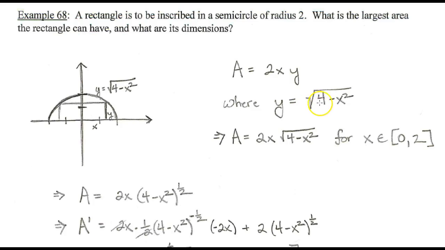Since I know y equals the square root of 4 minus x squared, I can plug that in, and I get area as a function of one variable x: 2x times the square root of 4 minus x squared. And we now can say that x is in the closed interval 0 to 2, right?